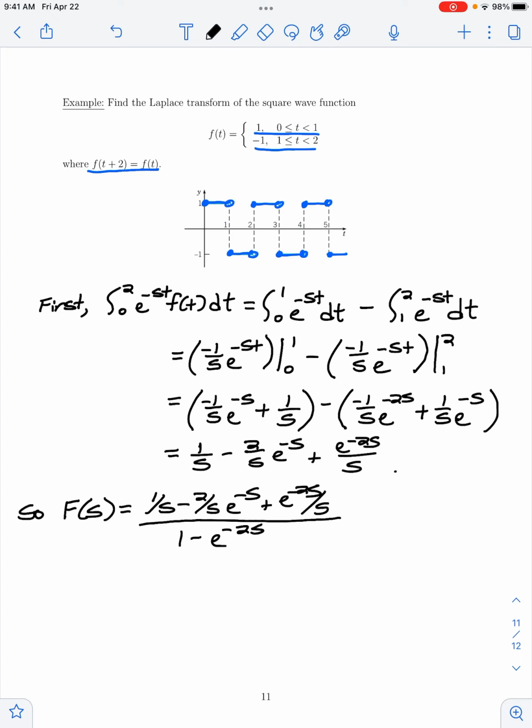Now to simplify this expression, well, I don't like the compound fraction, that is a fraction within a fraction. So I can eliminate that by multiplying my numerator and denominator by a factor of s, leaving me with 1 minus 2e to the negative s plus e to the negative 2s over s times 1 minus e to the negative 2s.